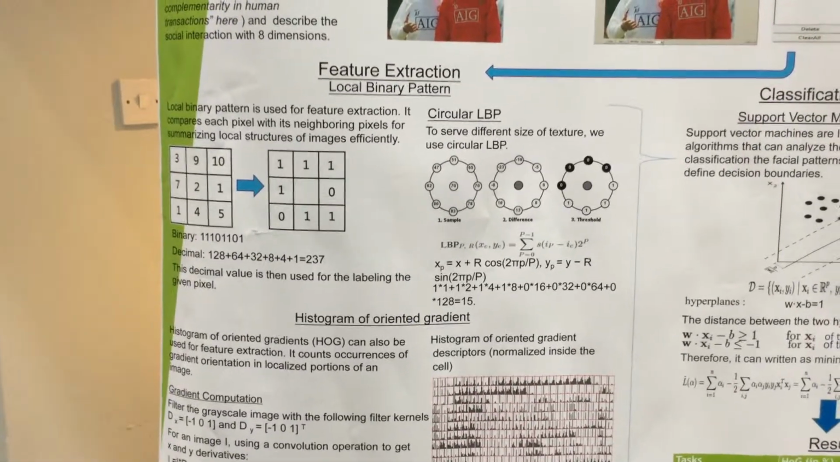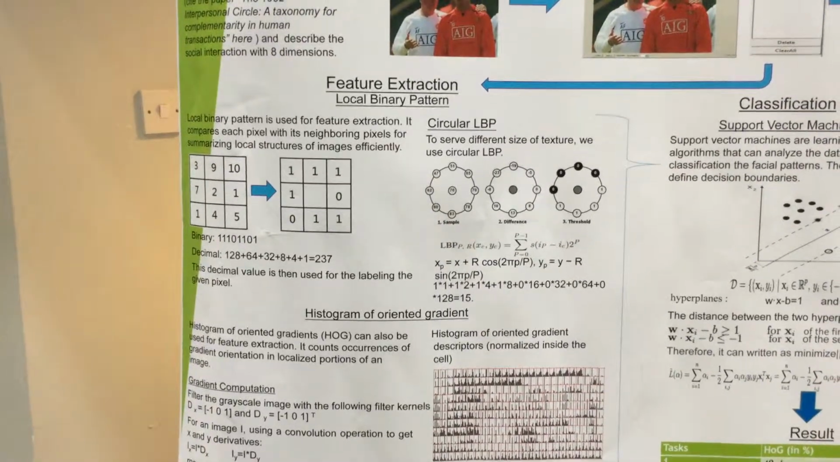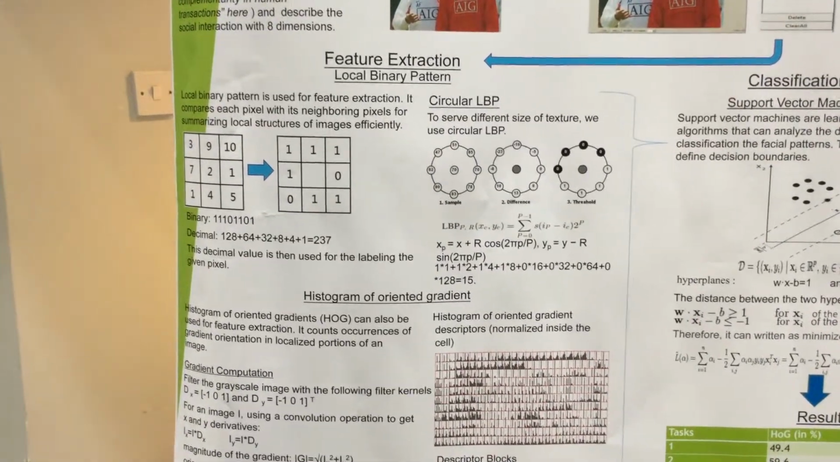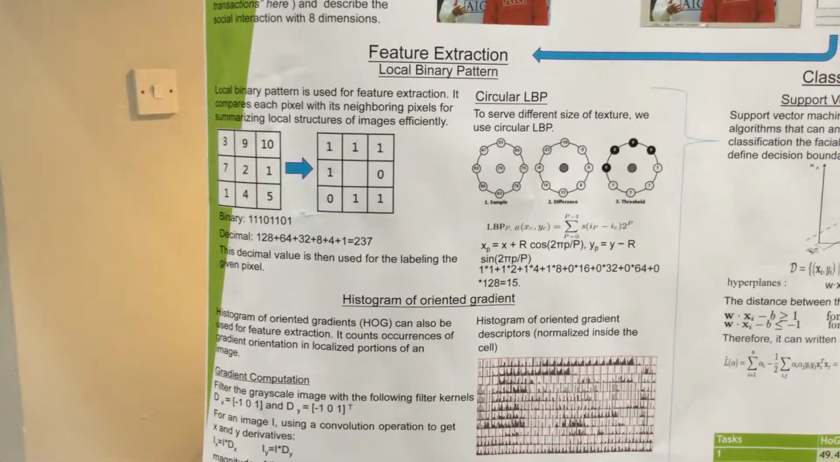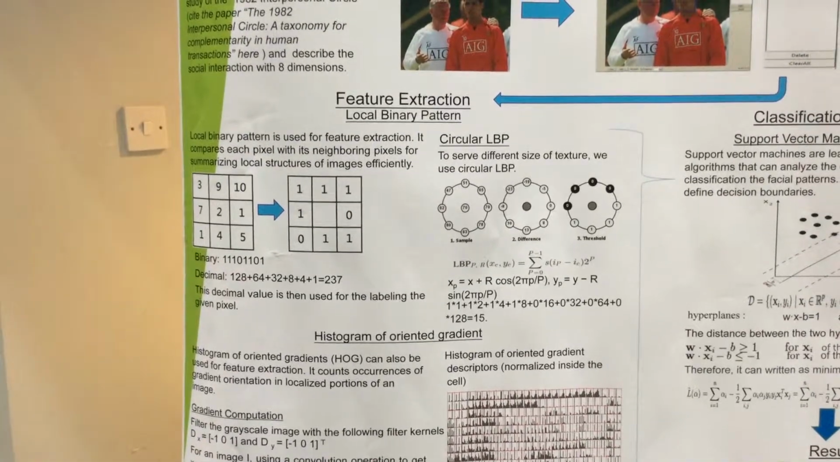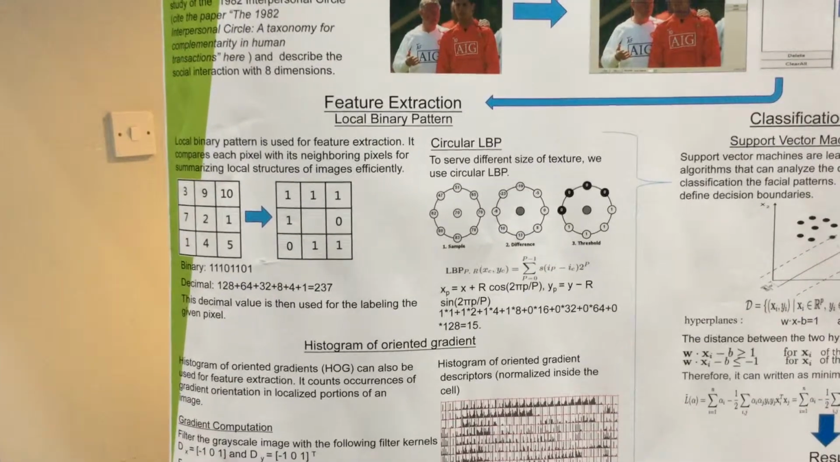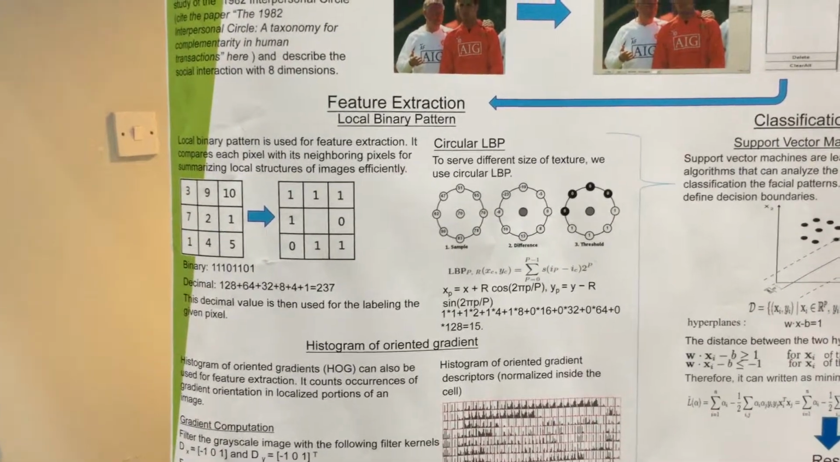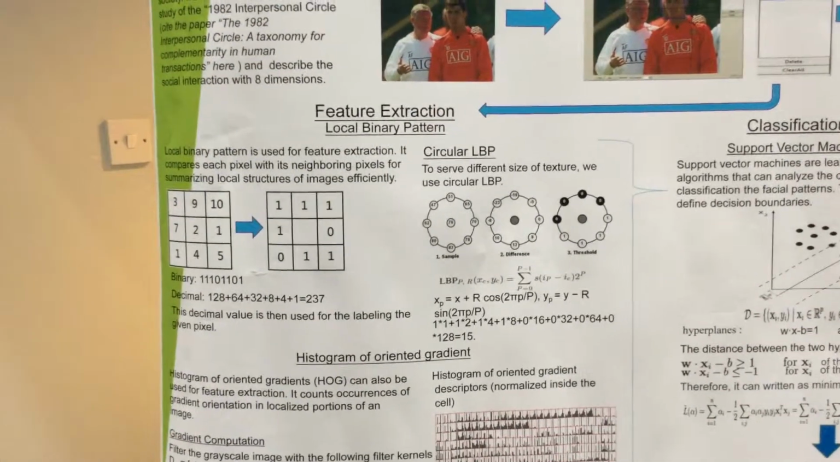Then we get the square on the left-hand side, and we connect the binary numbers from the top left-hand corner clockwise. Then we get the binary number, and we change it into a decimal number. This decimal number is used as the label for each pixel. Although this method is easy to compute, it is only suitable for small-size textures, so we use the circular LBP.